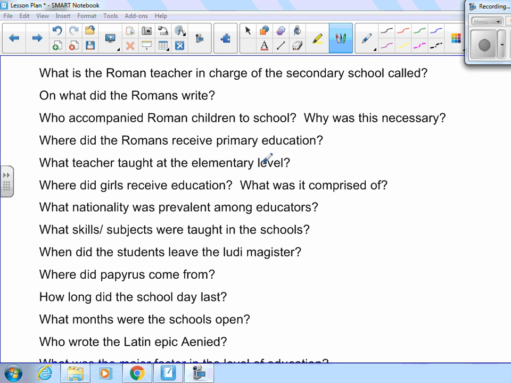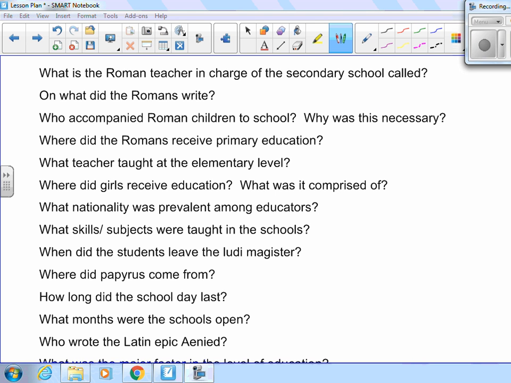Where did the girls receive their education? That was at home. What was it comprised of? Most of them would have learned how to do things around the house, how to keep it clean, how to spin, maybe how to make clothing, etc. The wealthier Roman girls would have learned how to run a household full of slaves. They had to be very good managers. They would have been educated at a higher level than the rest of the girls.